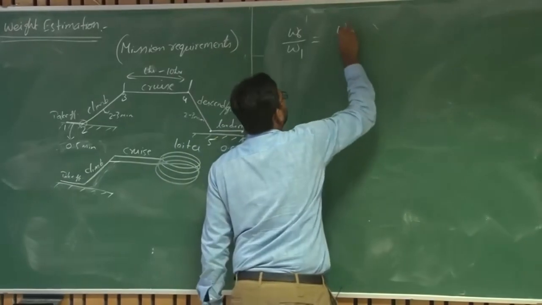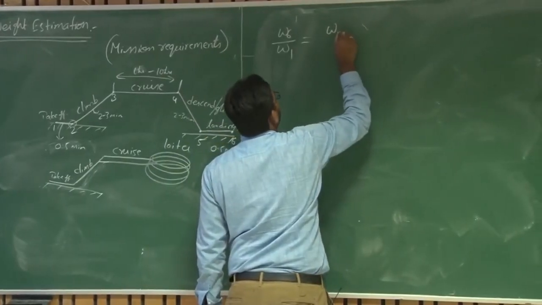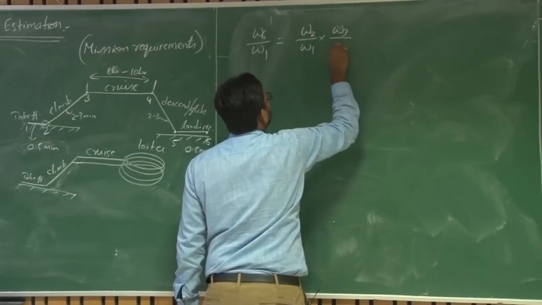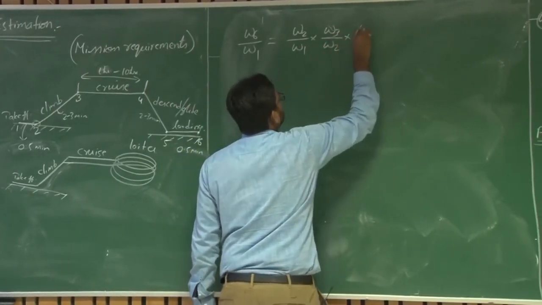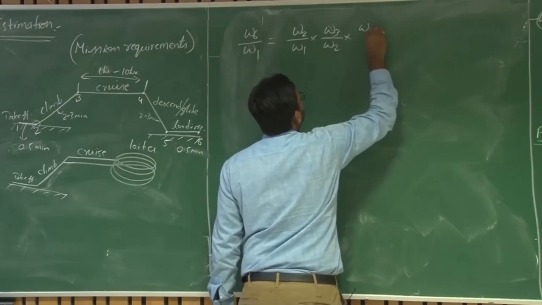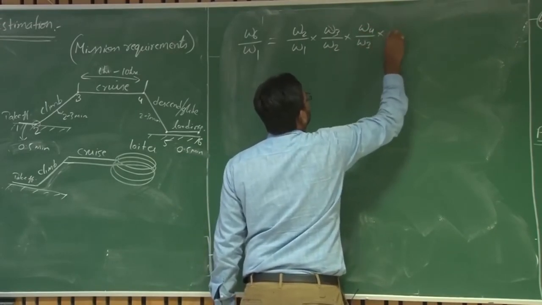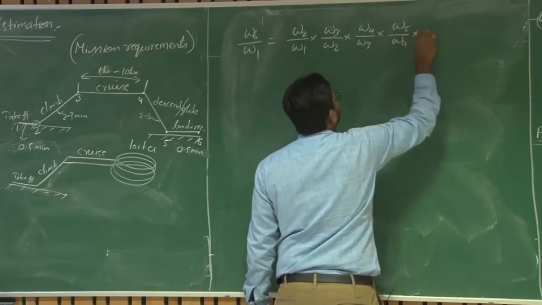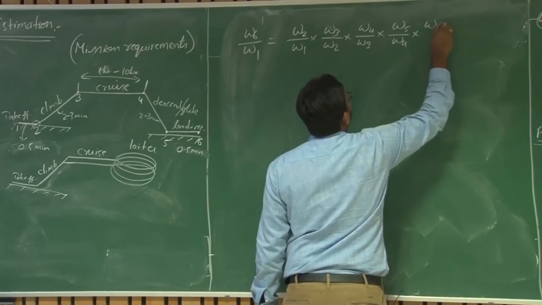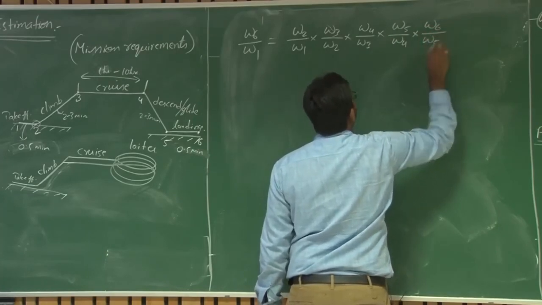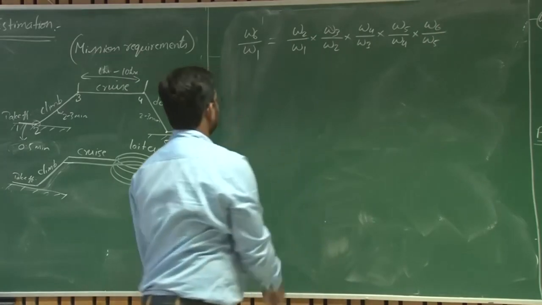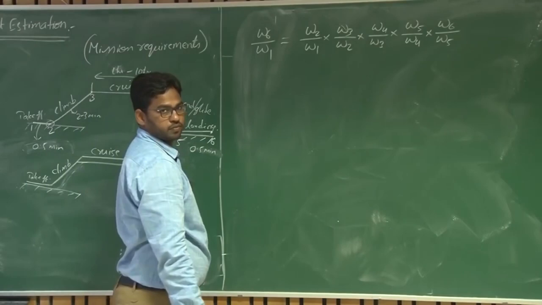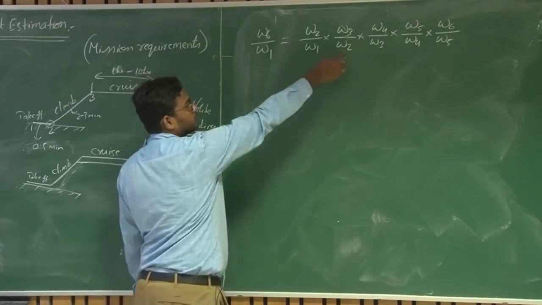Since each segment has different dynamics and different fuel consumption, we can express this as W2 by W1 into W3 by W2 into W4 by W3 into W5 by W4 into W6 by W5. Am I correct? This one.